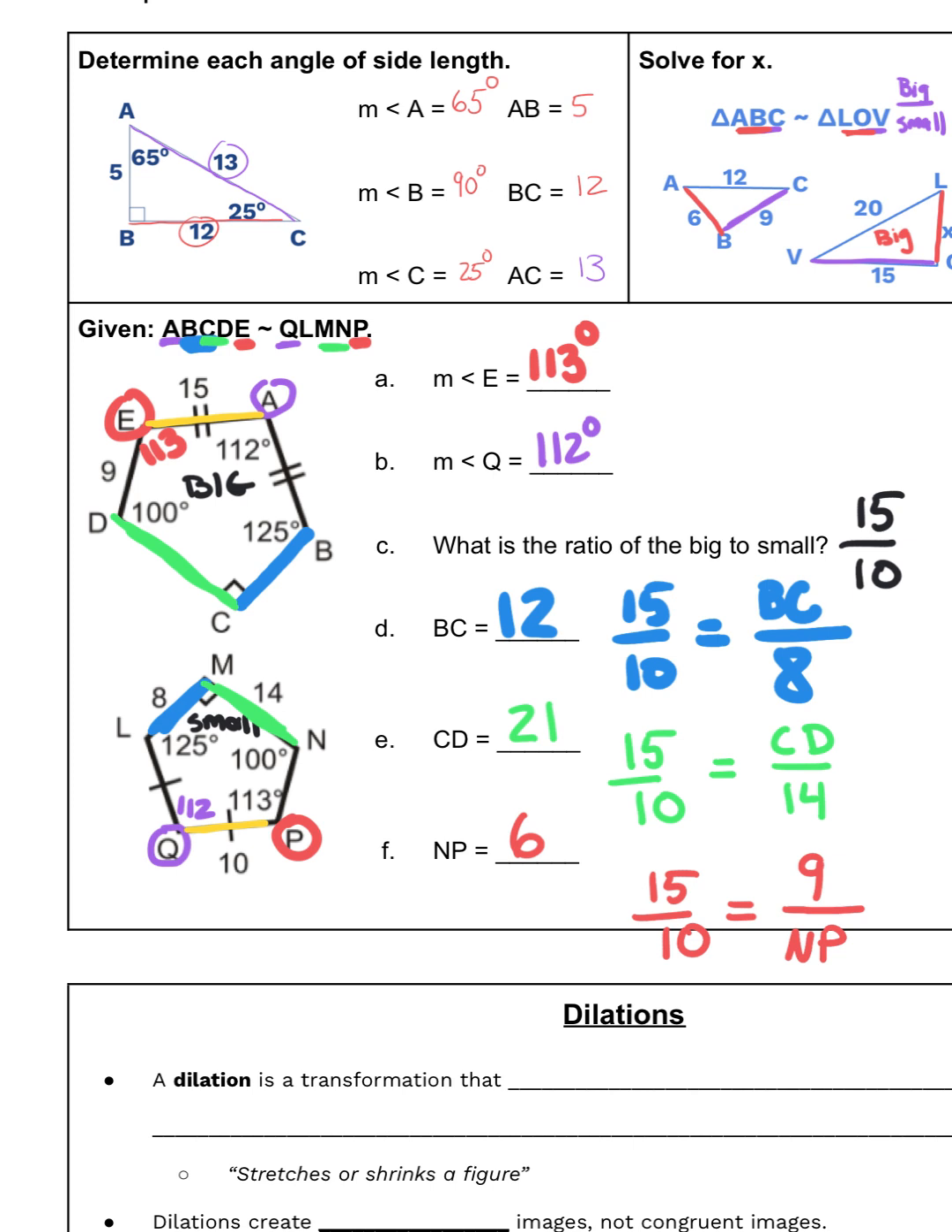Okay, now for some brand new information. Today's lesson is about dilations. A dilation is a transformation. Remember, a transformation simply means a movement. Remember the transformations we did back in Unit 2? We did reflections, rotations, and translations. Now we're going to do dilations.